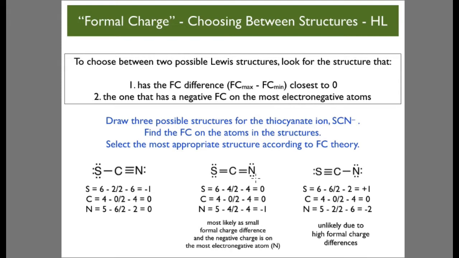This one here would be the most likely according to formal charge theory, because nitrogen is the most electronegative, and there's a small difference in formal charge, just -1, and the nitrogen has the -1 on it. Oh, the pen didn't work, never mind. This one here, you can see the sulfur is -1 over here. The nitrogen is more electronegative, so this one.